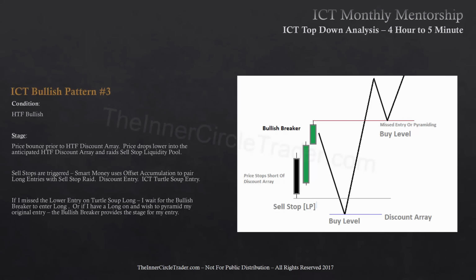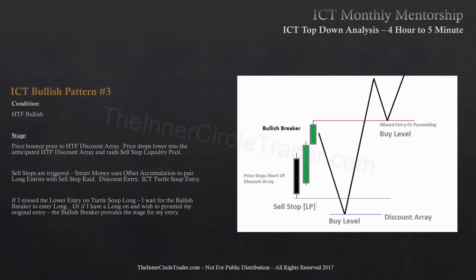So then I look for that either as a new position entry because I missed the first one, or if I went long down on that lower run on sell stops or turtle soup entry, if I got that one on, and I want to add to that position, to pyramid, say I bought 2 down in the low end, say I want to add another, I can do it now when it trades to that bullish breaker. So I can now pyramid there.